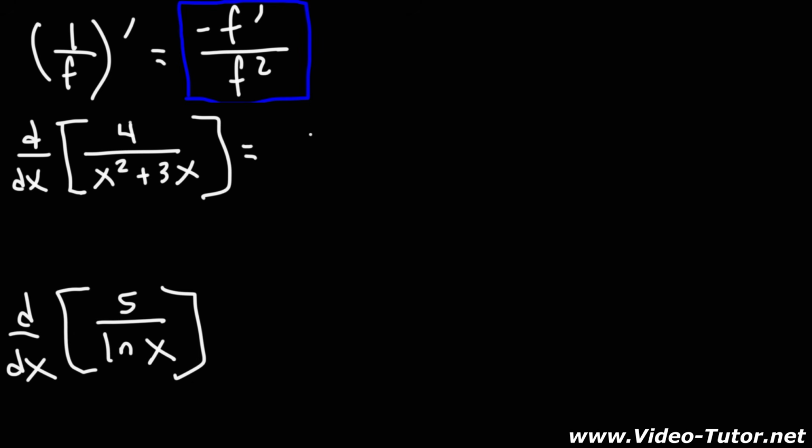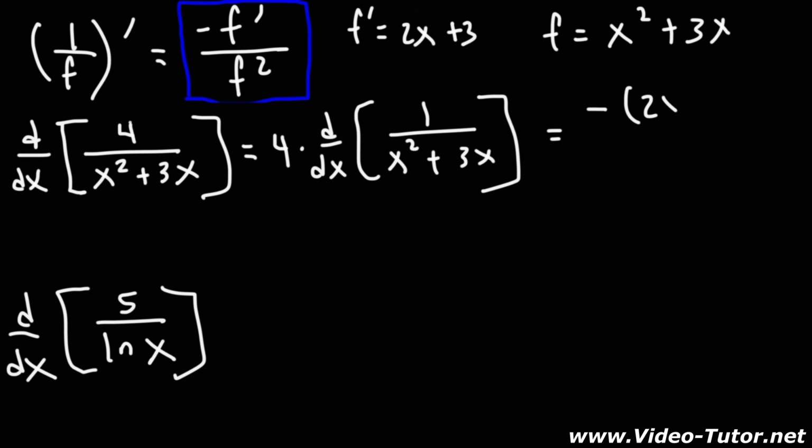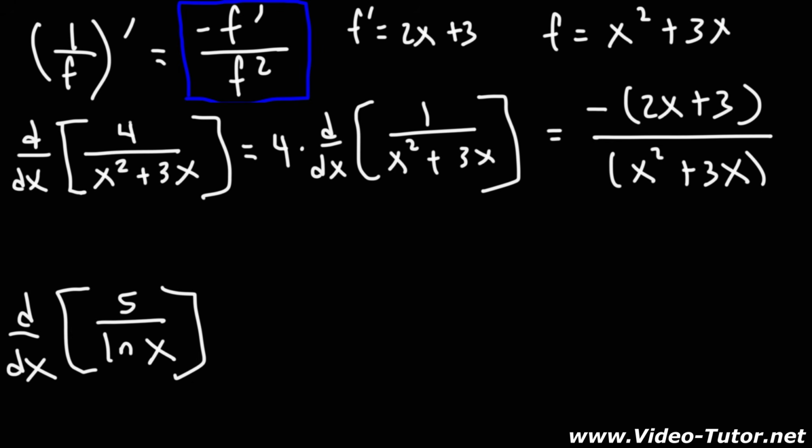So this expression is equivalent to saying 4 times the derivative of 1 over x squared plus 3x. Now, f in that problem is going to be x squared plus 3x, which means f prime is going to be the derivative of x squared, which is 2x, plus the derivative of 3x, which is just 3. So it's negative f prime, so that's negative 2x plus 3 divided by f squared. So that's x squared plus 3x, quantity squared.